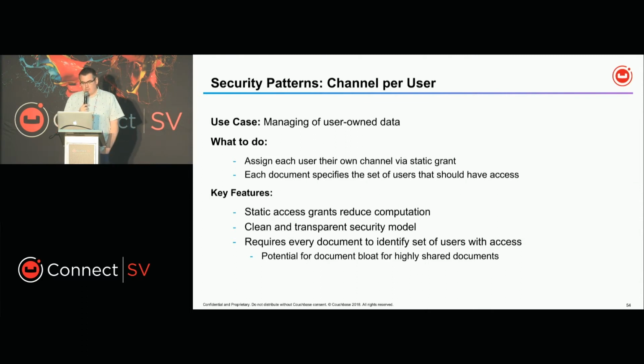One of the drawbacks is that it does require every document to be identifying the set of users that has access. You have a potential here for document bloat, as with highly shared documents, your list of users that's being granted access can blow up. A common scenario is a hybrid model between this and the previous approach. So you put highly shared read-only data into a commonly shared channel, and you move user-specific data to a channel per user model.